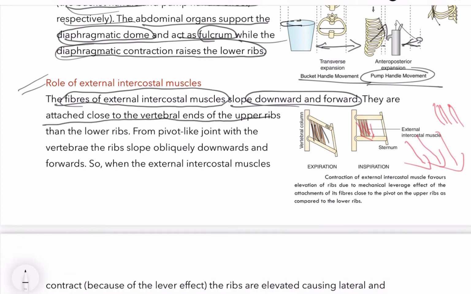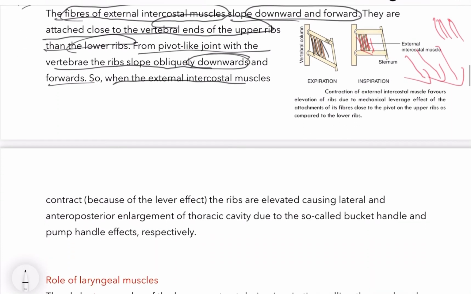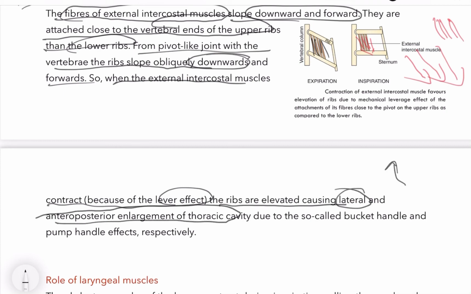They attach closer to the vertebral ends of the upper rib than the lower rib. From the pivot-like joint with the vertebrae, the ribs slope obliquely downwards. Now the ribs will go downward and forward. So this is the movement of the rib. Now when the external intercostal muscle contracts, because of the lever effect I told, the ribs are elevated. Due to this, the ribs become elevated, which increases the lateral and anterior posterior enlargement of the thoracic cavity, which is called bucket handle movement and pump handle effect.